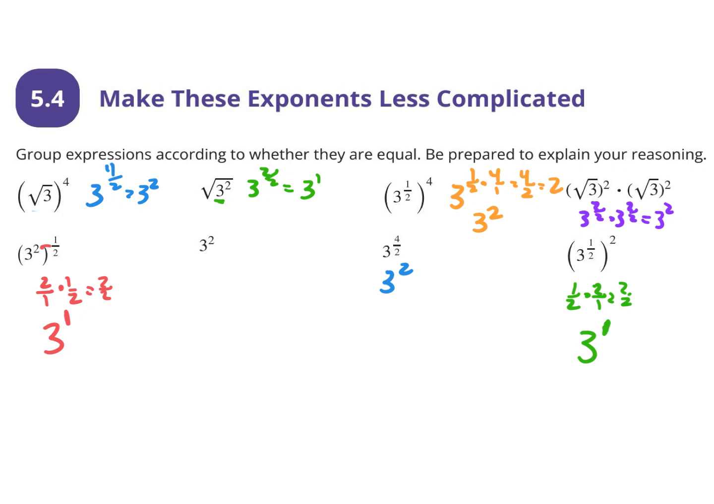So now, which ones are like? I got 3 to the 1, 3 to the 1, 3 to the first power, and that is it. And all the rest of them are alike. All the rest of them are 3 squared.